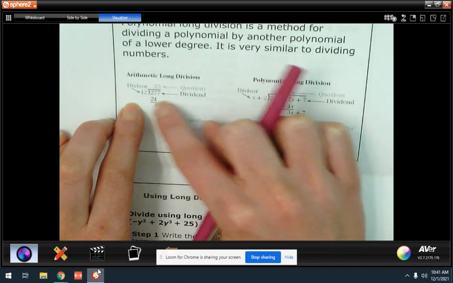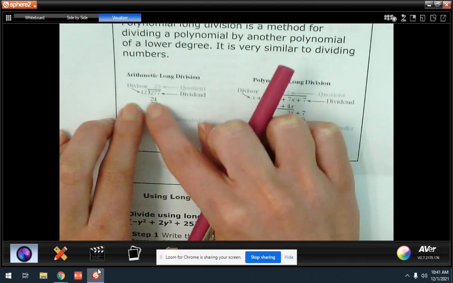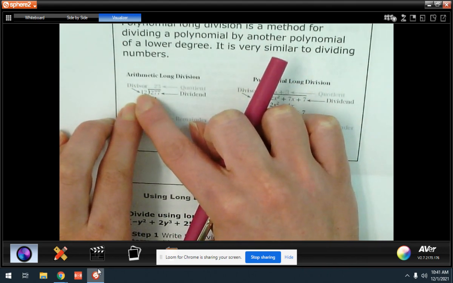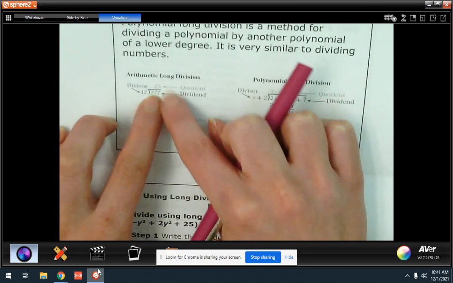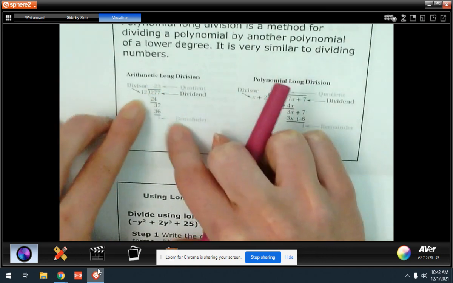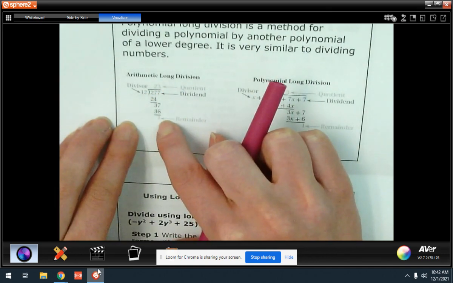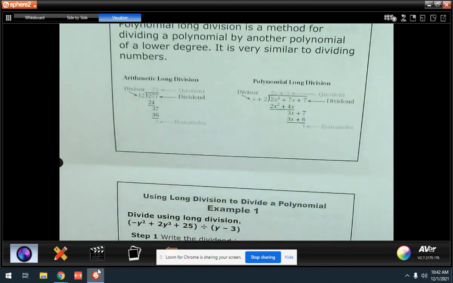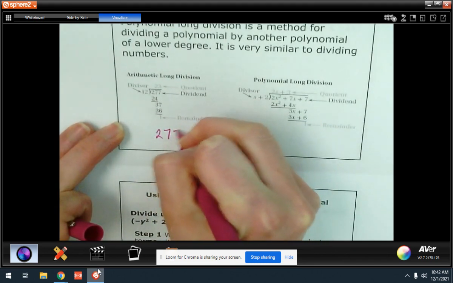Okay, so whatever you are dividing is the dividend. Whatever you are dividing it by is called the divisor. Okay, and so when you divide, you're going to get a quotient as your answer, and anything left over is called the remainder. Okay, and so when you divide 277 by 12, I'm just going to rewrite it.